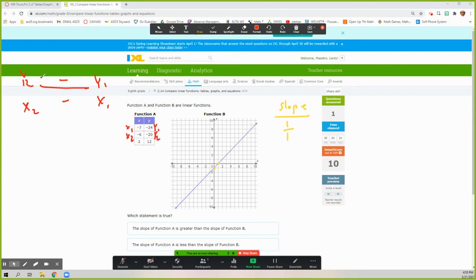Negative 20 minus negative 24. And then negative 6 minus negative 7. Like I keep saying, 2 minuses make a plus. 2 minuses make a plus. So negative 20 plus 24 is going to be positive 4. And negative 6 plus 7 is going to be positive 1. So my slope over here is up 4 over 1.